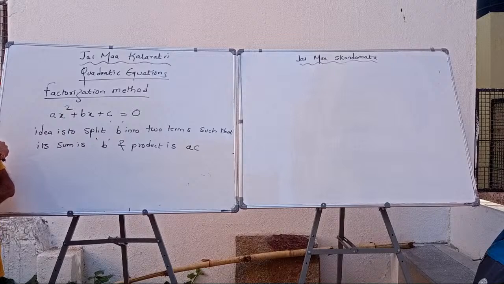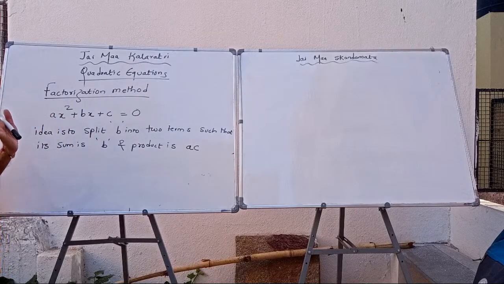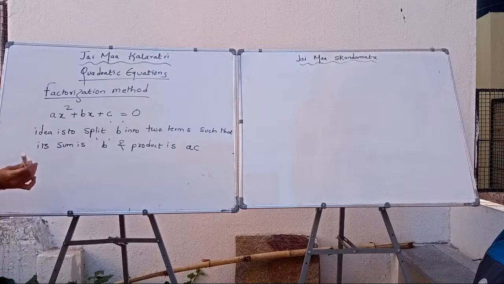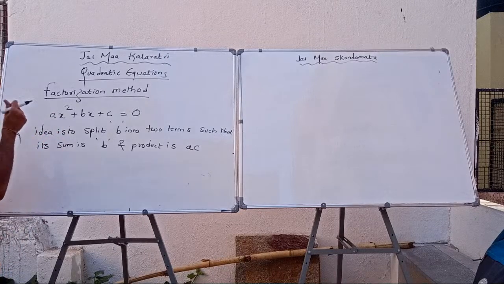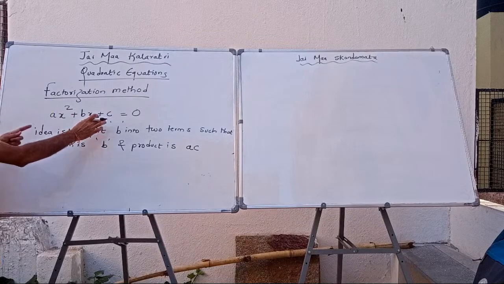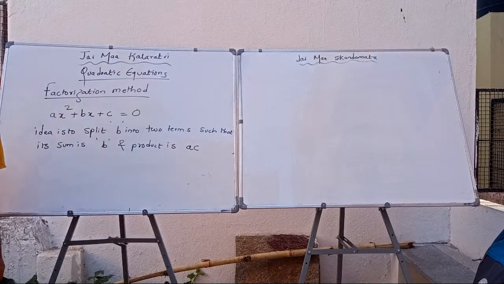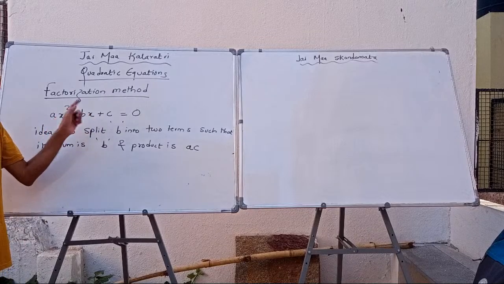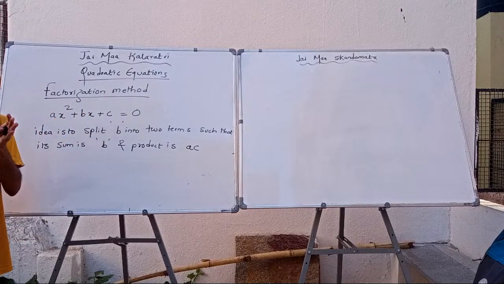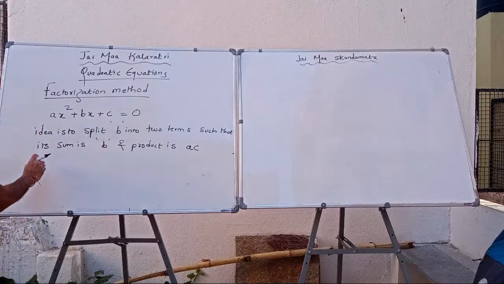Now, can b be 0? Yes, b can be 0. Can c be 0? c also can be 0. But a cannot be 0. Now, in the factorization method, what we do is we split b into two parts such that when you add them, it will be b, and when you multiply them, it will be a into c. Whatever the value is, that should be the product of the two terms into which b has been split.